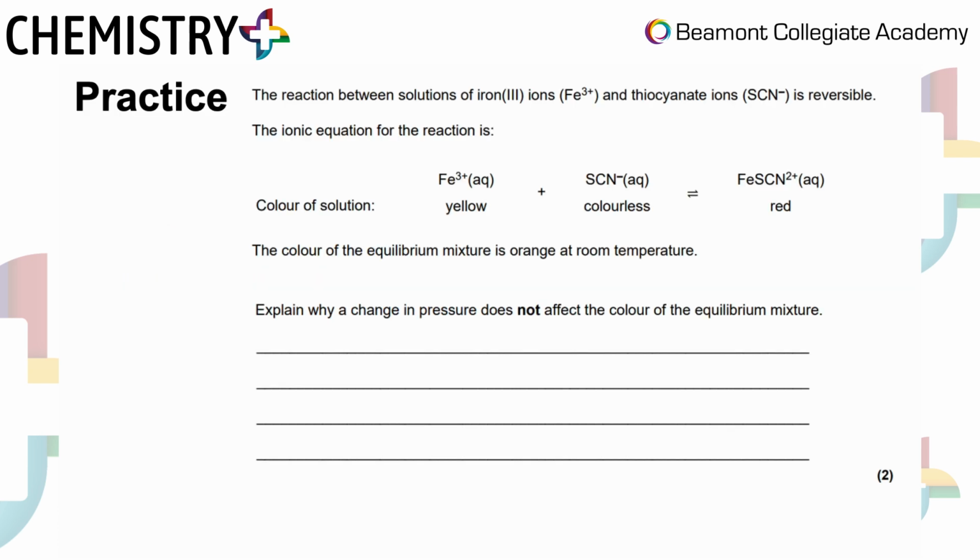Practice 4. The reaction between solutions of iron 3 ions, Fe3+, and thiocyanate ions, SCN-, is reversible. The ionic equation for the reaction is Fe3+ plus SCN- gives you FeSCN2+. The colour of the equilibrium mixture is orange at room temperature. Explain why a change in pressure does not affect the colour of the equilibrium mixture. It's a 2-mark question. We're looking for 2 bullet points. Pause the video and have a go.